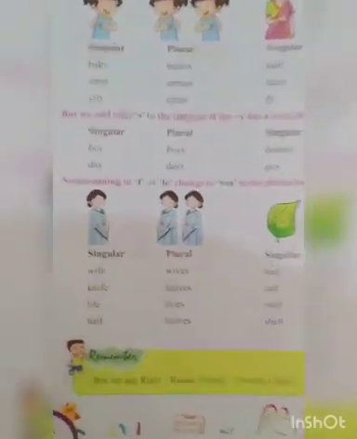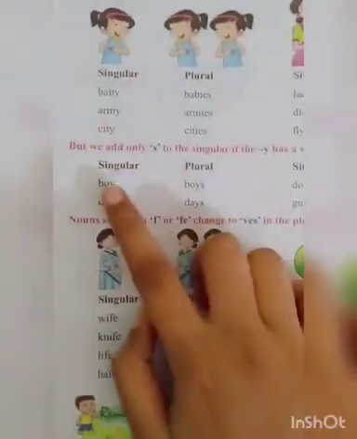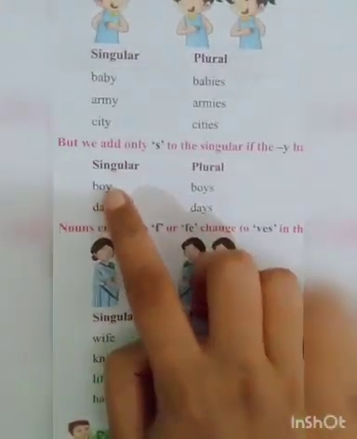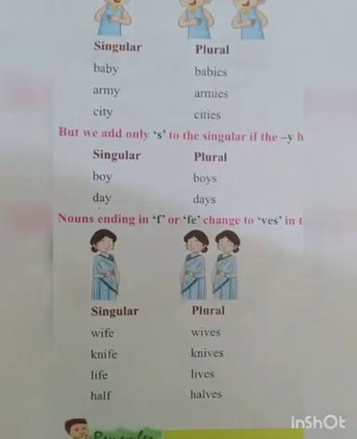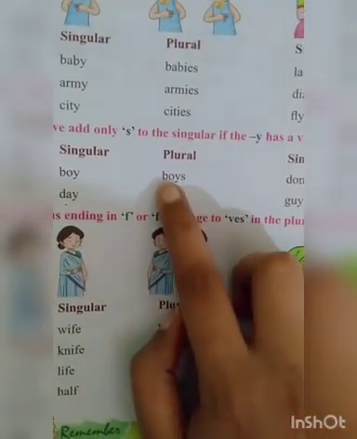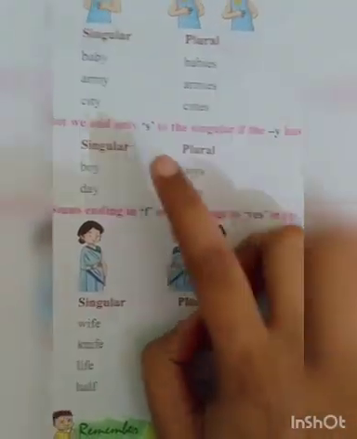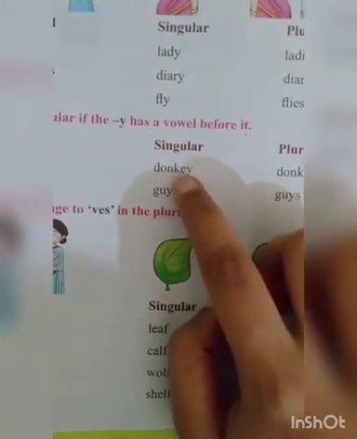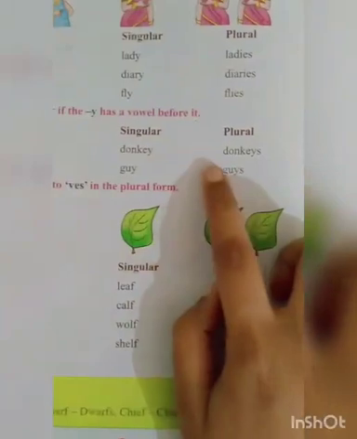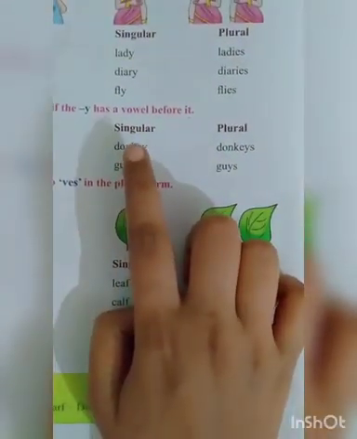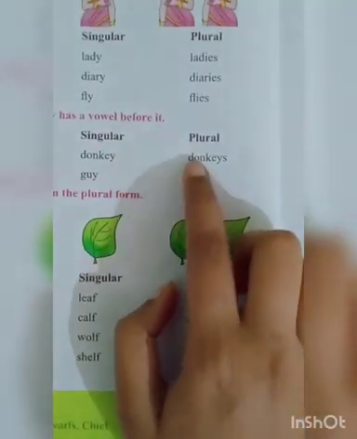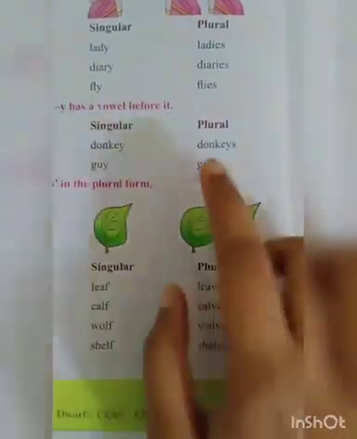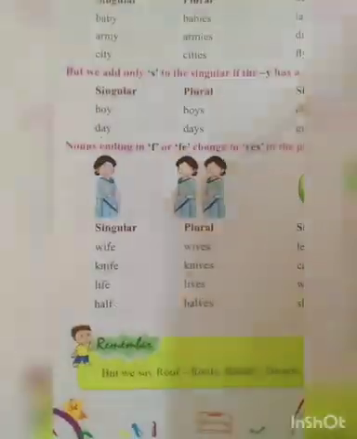Now see, boy, boys. BOY, boy, and before y there is a vowel, O. So we will put boys, BOYS, boys. Day, days. Donkey, donkeys. DONKEY, DONKEYS. Yes, donkeys. Guy, guys. Okay.